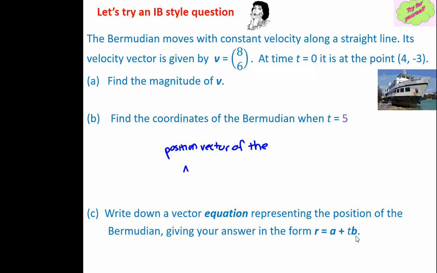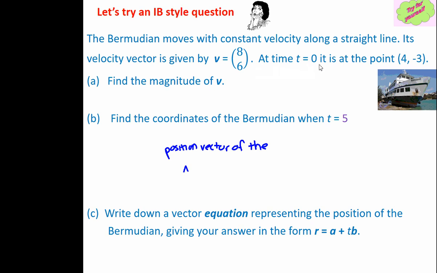So now let's try an IB kind of question. You've seen similar ones in past exams before. In a Bermuda context, let's say the Bermudian moves with constant velocity along a straight line. Its velocity vector is given by v equals (8, 6).